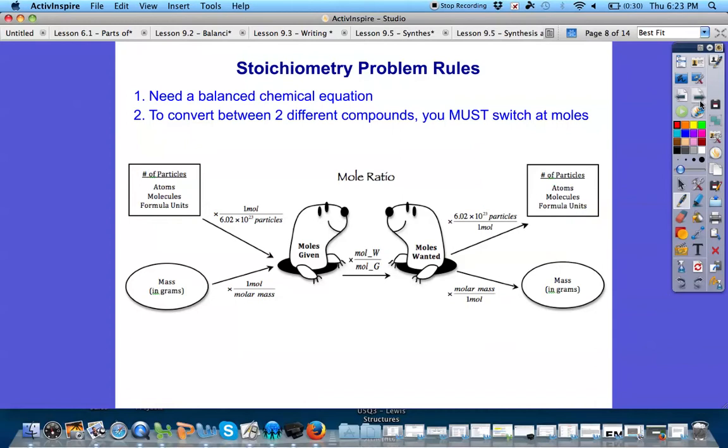And just as a review, we discussed this last time, but the two stoichiometry problem rules is that first you are going to need a balanced chemical equation, and then in order to convert from one compound to another, you must switch up moles and use the mole-to-mole ratio here in the center of our stoichiometry map.